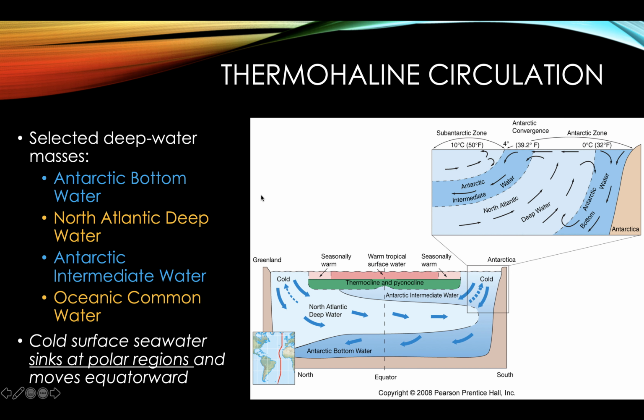So I have that same picture here again, right? So here's some of the selected deep water masses. You have Antarctic bottom water, North Atlantic deep water, right? So if you're an oceanographer, one of your duties is to map the speed and velocity, salinity of these layers. You have Antarctic intermediate water, which sits here, and then you have oceanic common water. So remember, cold surface seawater sinks at polar regions. That's where it starts and then moves equatorward.